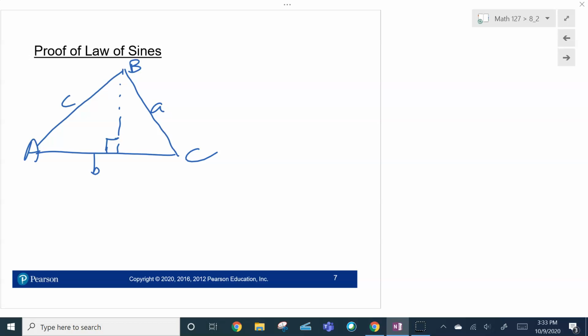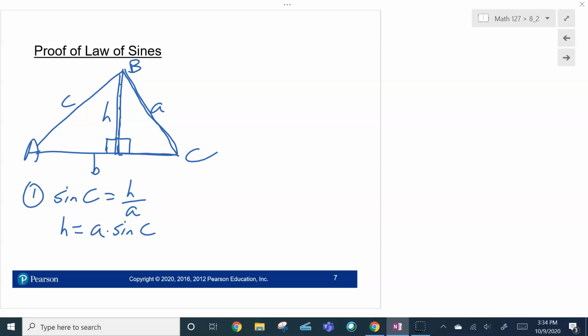So what I'm going to do first is use my right triangle trig knowledge. I know the sine of this angle C is the opposite over the hypotenuse. We've got a right triangle over here. Right here, I'm looking at this triangle. Sine of C would be h, the opposite side, over the hypotenuse a. So in other words, if I multiply both sides by a, my h is a times the sine of C.